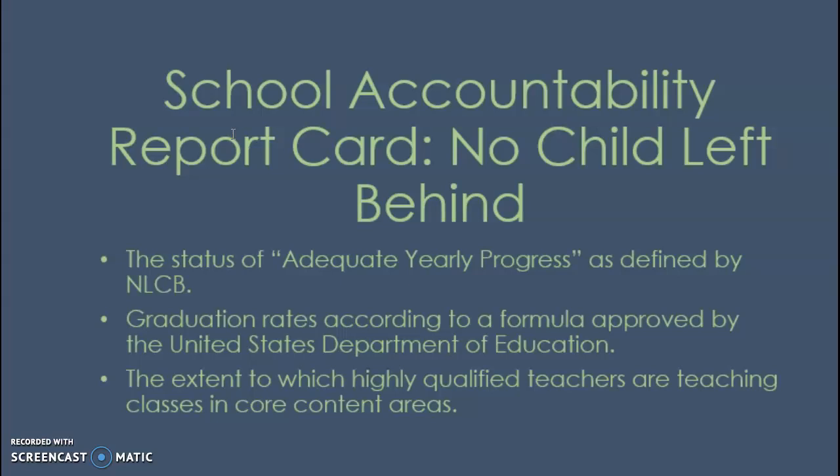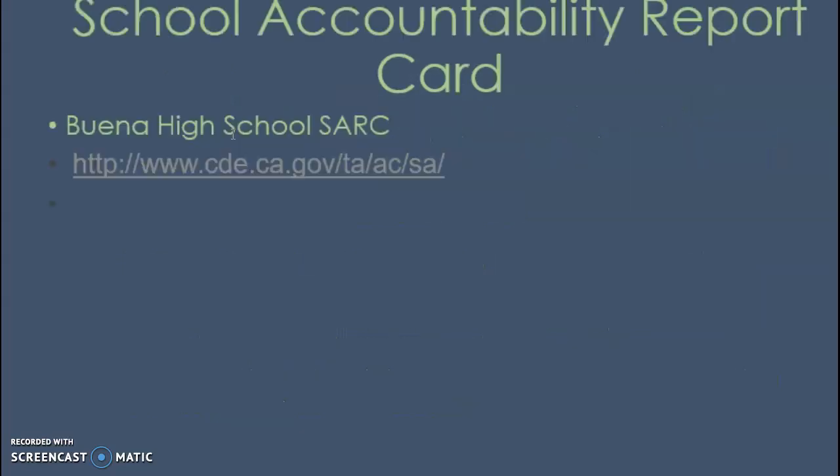There's something important that I saw: this School Accountability Report Card also has No Child Left Behind information on it, and it talks about the status of the adequate yearly progress that is defined by No Child Left Behind. It gives graduation rates according to the formula approved by the U.S. Department of Education. And I like this one, the extent to which highly qualified teachers are teaching classes in core content areas. I think that helps provide a benchmark for what we want to do, as far as how to become a more effective teacher.